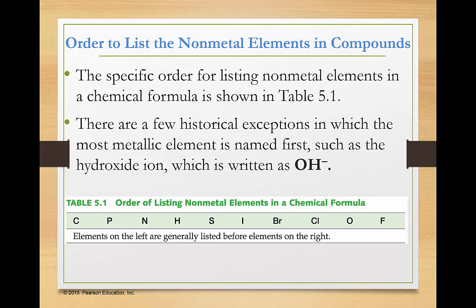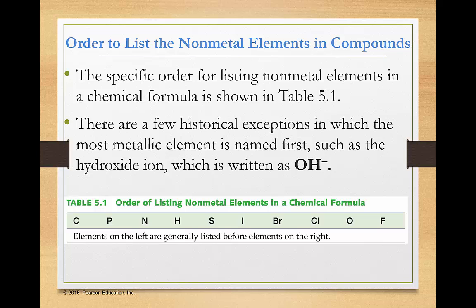How do you know which one of those is going to be more metal-like? Well, this list shows you that we're going to go with carbon first, then phosphorus, nitrogen, hydrogen, sulfur. So the nitrogen would come before the sulfur in that case, and so on as we go through here. So that's the order in which we list nonmetals. If you have carbon, it will come first, followed by phosphorus, nitrogen, hydrogen, sulfur. These are all in compounds that don't contain metals.